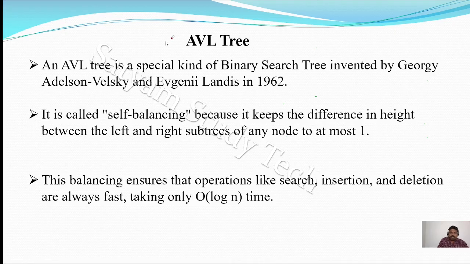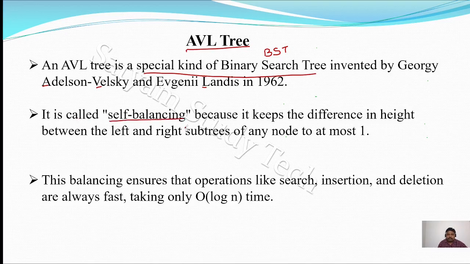Today's topic is the AVL tree. So what is meant by an AVL tree? An AVL tree is a special kind of binary search tree. So what is meant by a binary search tree? Now we can discuss the drawback in the binary search tree, and then how we can rectify that drawback by using the AVL tree. It was invented by Adelson-Velsky and Landis in 1962, so it is called self-balancing.